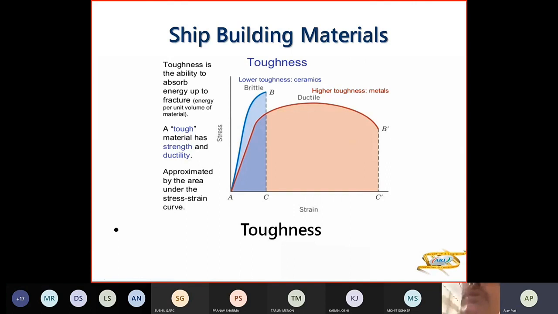So toughness is the ability to absorb energy up to fracture. That is energy per unit volume of material. A tough material will have both strength and ductility. So you have the area under the stress strain curve here, which measures the toughness of this material. This is a ductile material, so it is quite tough because the area under this curve is quite large, so this indicates the toughness of a ductile material compared to a brittle material.